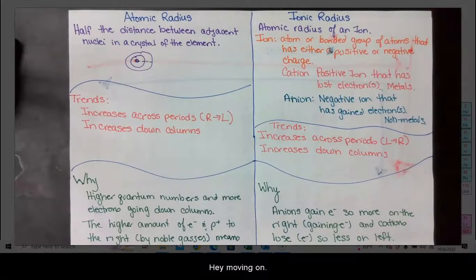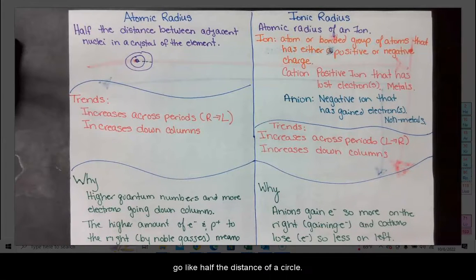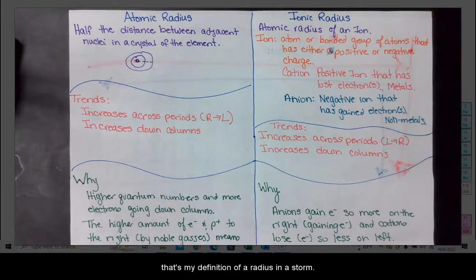Okay, moving on to some definitions. The atomic radius is half the distance between adjacent nuclei in a crystal of the element, or, in a very fancy way, the atomic radius of an atom is the actual radius of an atom. If you conceptualize that we have been working with Bohr models, and radii go like half the distance of a circle, you can put it together, and I made this lovely drawing right here. That's my definition of a radius in a Bohr model.